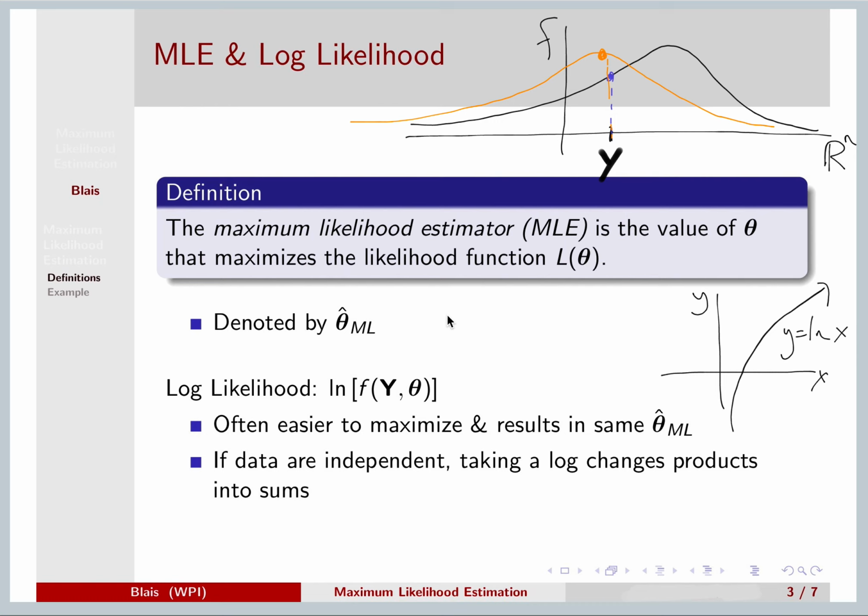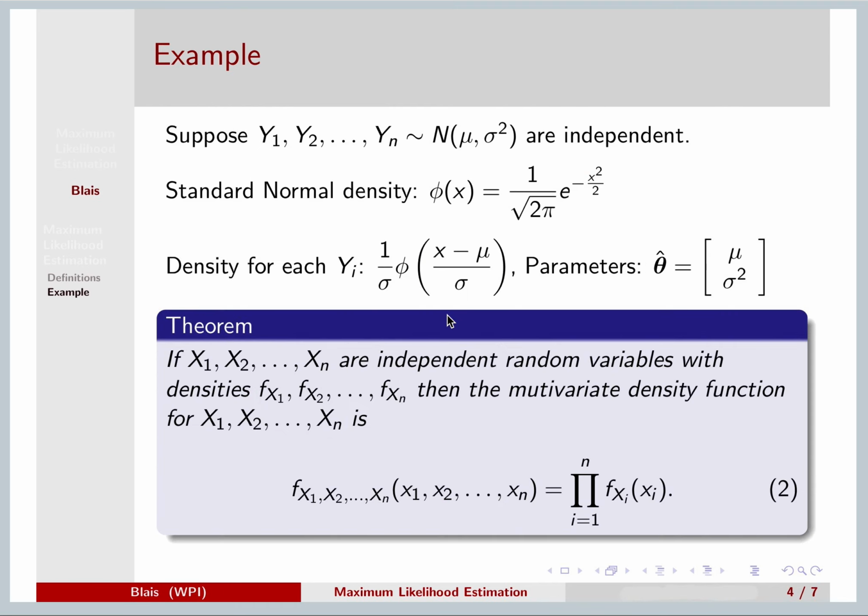And this comes from the basic principle that logs will turn products into sums. In particular, as we will see in the next theorem, if your data are independent, you have a very nice property in terms of the density function. So let's illustrate that in an example. Suppose you have n normal observations, y1 through yn, all coming from the same normal distribution, mean mu, variance sigma squared, and they're independent.